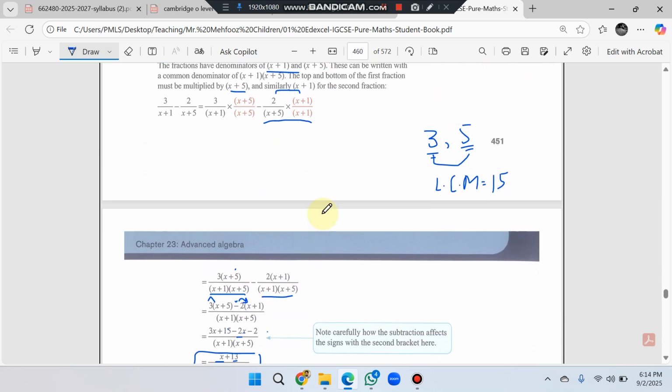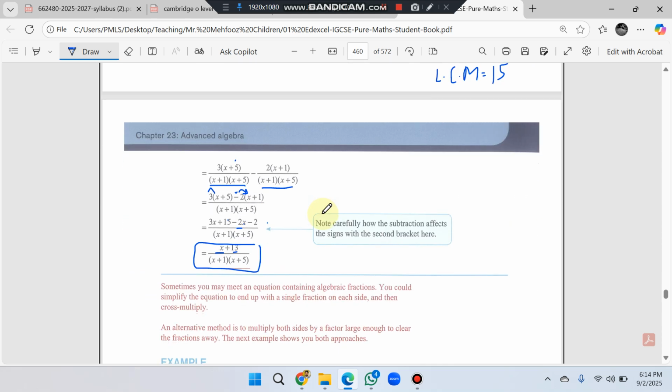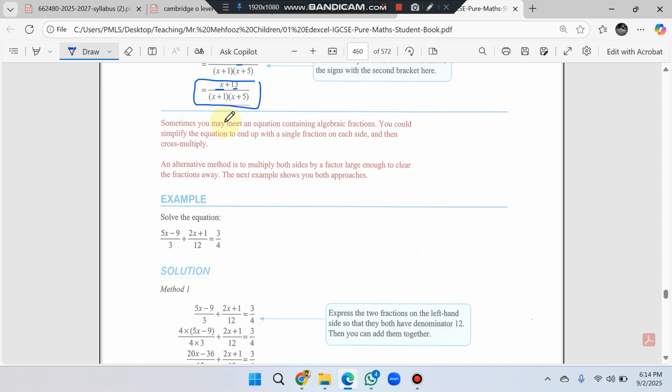Do you understand or not? Do you have any problem in these two examples? No. Okay, good.